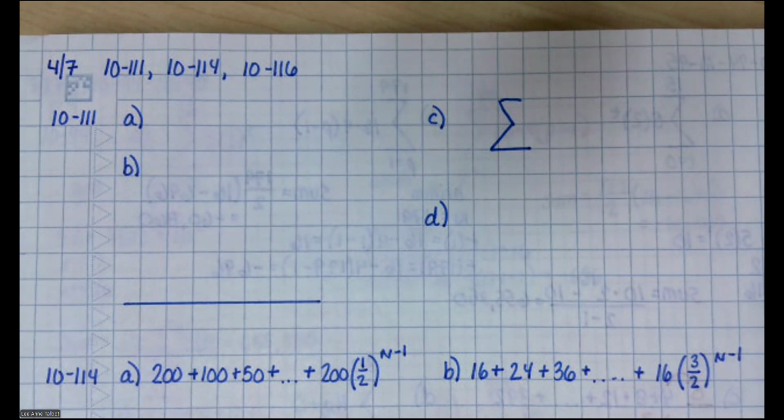Are you guys ready for 111? Why does she have a weird line there? Why is there a sigma already chilling there? It's so that I'll remember what to do. Okay, number 111. We actually need to go to the book. I know. Weird.